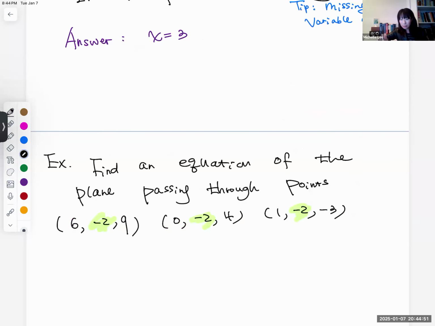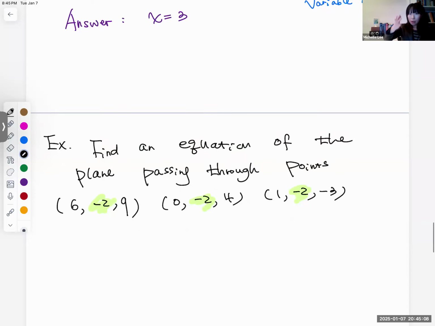Okay, how about this one? Find an equation of the plane passing through the points 6, negative 2, 9, 0, negative 2, 4, and 1, negative 2, negative 3. The equation will be, so everyone has a common y equal to negative 2, right?